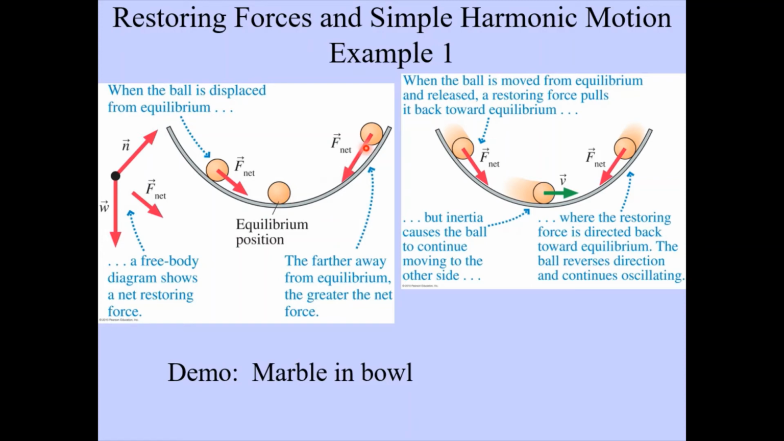Whenever the marble is anywhere else, notice it's gravity that's going to be pulling the marble down, and it's going to follow the track or the curved surface of the bowl. Over here, gravity is going to pull it a little bit to the right. Over here, gravity is going to pull it to the left. In all cases, gravity is going to try to restore the marble to the equilibrium position.